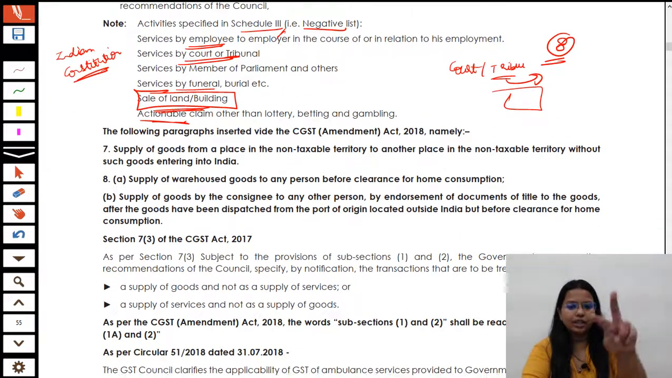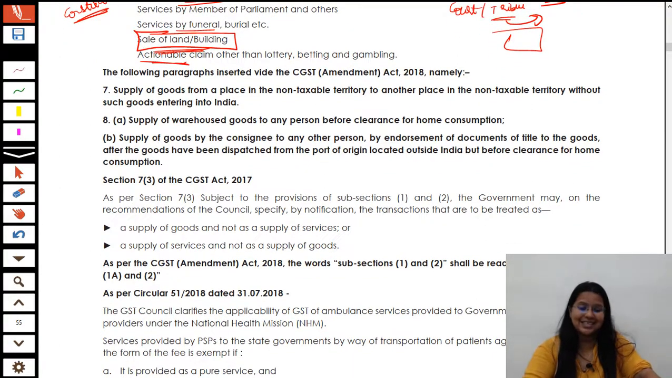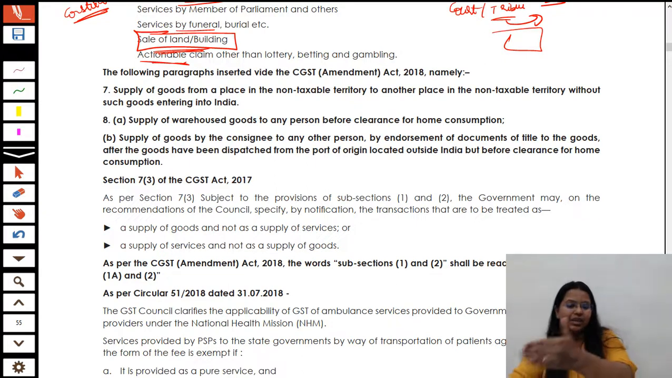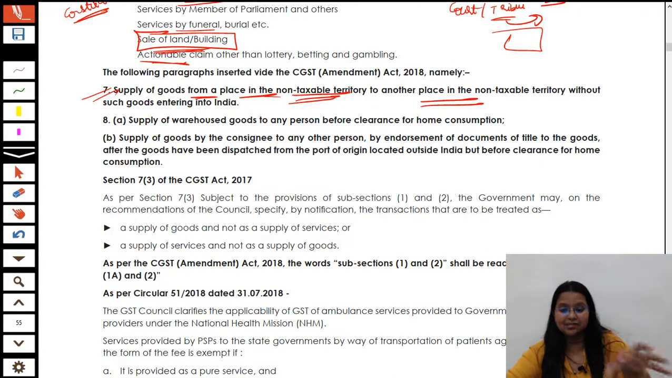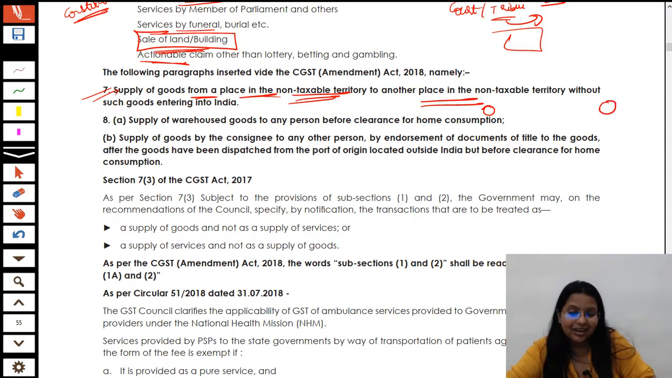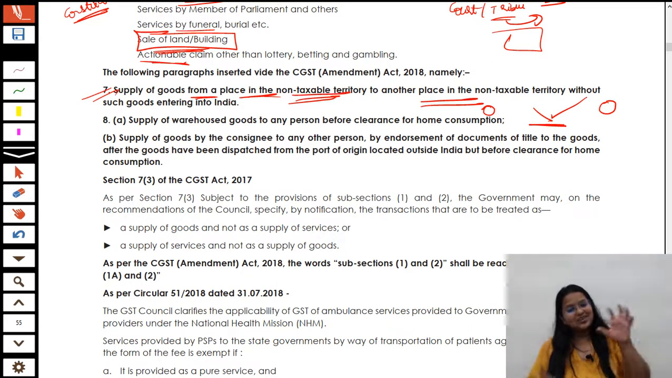Now students, there are 2 other important points here which are related to customs. It will be covered under GST, yes, as IGST shall be levied on the imports. So the first point is, if there is a supply of goods from a place in the non-taxable territory to another place in the non-taxable territory without such goods entering into India, it means if any goods from the non-taxable territory are supplied to the non-taxable territory without even entering India, is there any kind of role of India in it? No, so that is a negative list. We do not have any kind of role there.